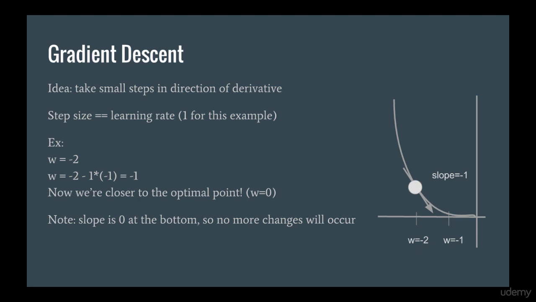One question I get sometimes is, how do you choose the learning rate? Unfortunately, there's no scientific way to give you an exact learning rate. You just have to try different numbers and see what works.